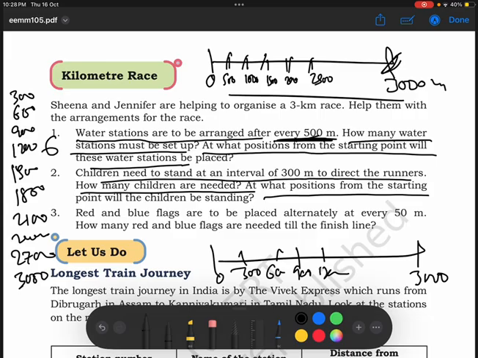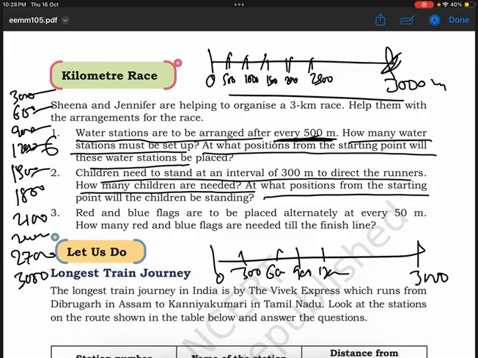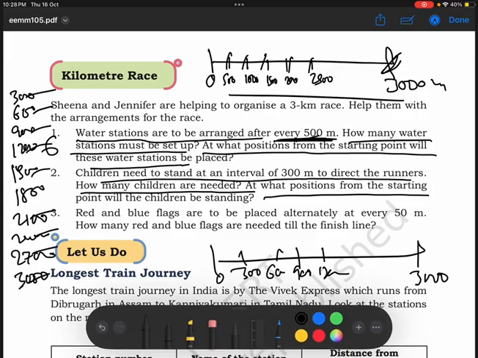finish point. So 1, 2, 3, 4, 5, 6, 7, 8, 9, 10. So there are a total of 10 children needed to direct the runners, and these are the positions: 300 meter, 600, 900 meter, and so on.